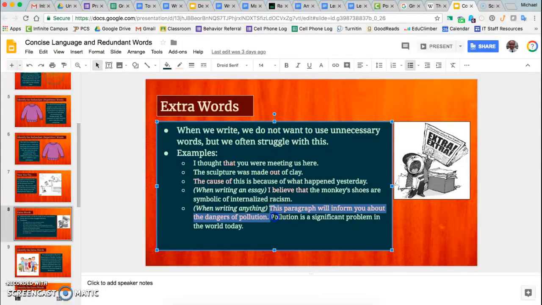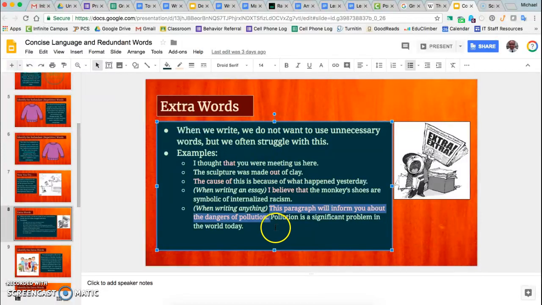Okay, so if this is your first sentence of a paragraph, it's very likely that your next sentence is going to go through what the problem actually is that you're going to be talking about. So this says pollution is a significant problem in the world today. Okay, that means that I should assume you're going to talk about the dangers of pollution or why pollution is a problem. You don't need a sentence like this coming before it. It's all filler and it doesn't do anything. So do not start paragraphs like this. Do not start essays like this.